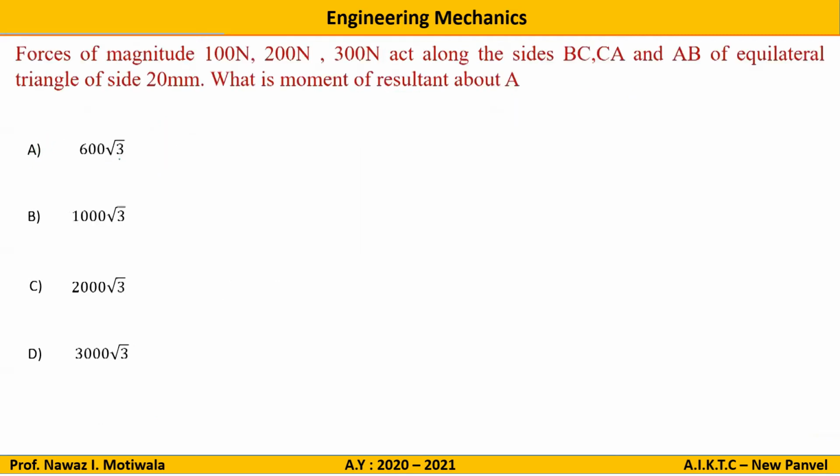Next question. Forces of magnitude 100, 200 and 300 Newton act along the sides BC, CA and AB of an equilateral triangle. So let me make a triangle ABC. Along BC there acts a 100 Newton force. Along CA there is a 200 Newton force. And along AB there is a 300 Newton force. If the triangle side is 20 mm, find the moment of the resultant about point A.